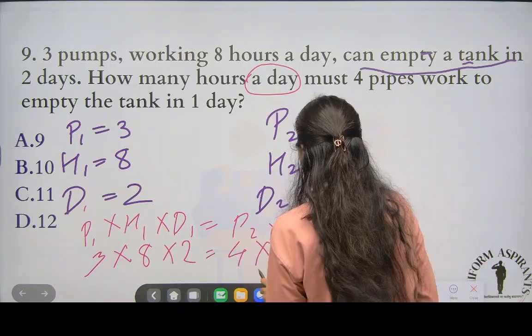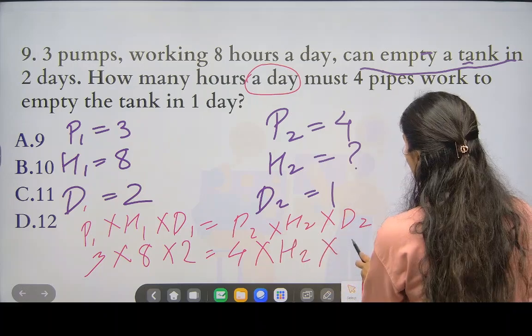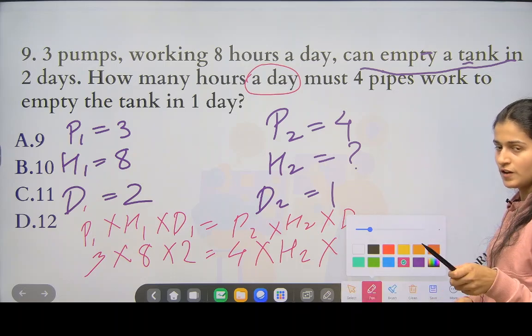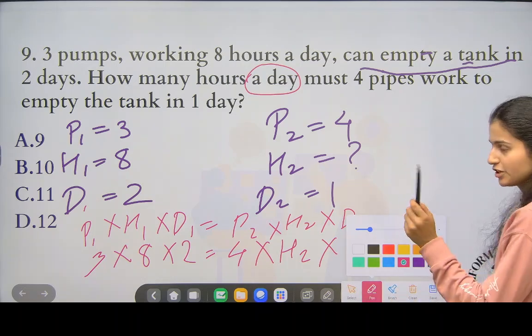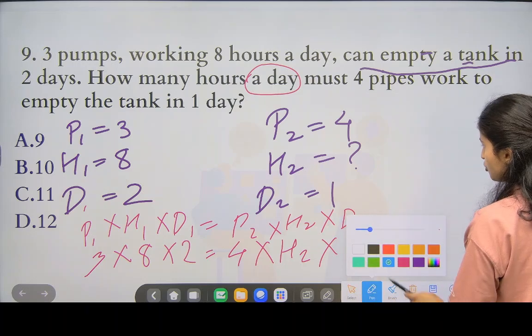What is H2? You don't know. Write it as it is. What is D2? 1. A day means 1 only. Always remember, whenever there is a day, it is always 1. Otherwise, they will mention it, 10 days, 5 days, 2 days, like that. But if it is a day, it is always 1, singular.